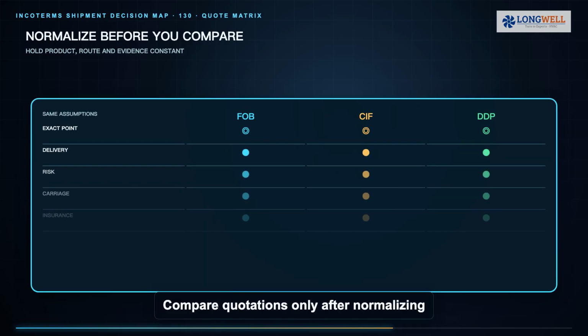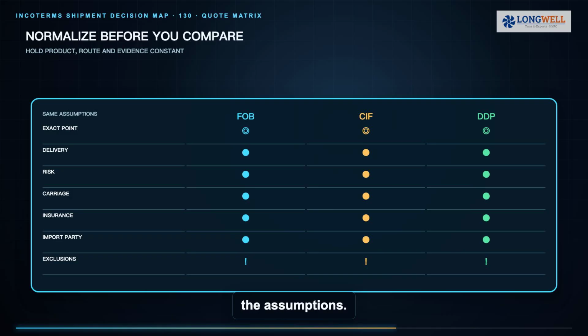Compare quotations only after normalizing the assumptions. Hold product model, configuration, quantity, packaging, shipment mode, exact named point, target window, and evidence requirements constant. For each offer, record the delivery point, risk point, carriage contractor, insurance scope, import party, and exclusions. A lower CIF price with narrow insurance or undefined destination charges may not be a better commercial result. A higher DDP number may still be unusable if the seller cannot legally clear import.